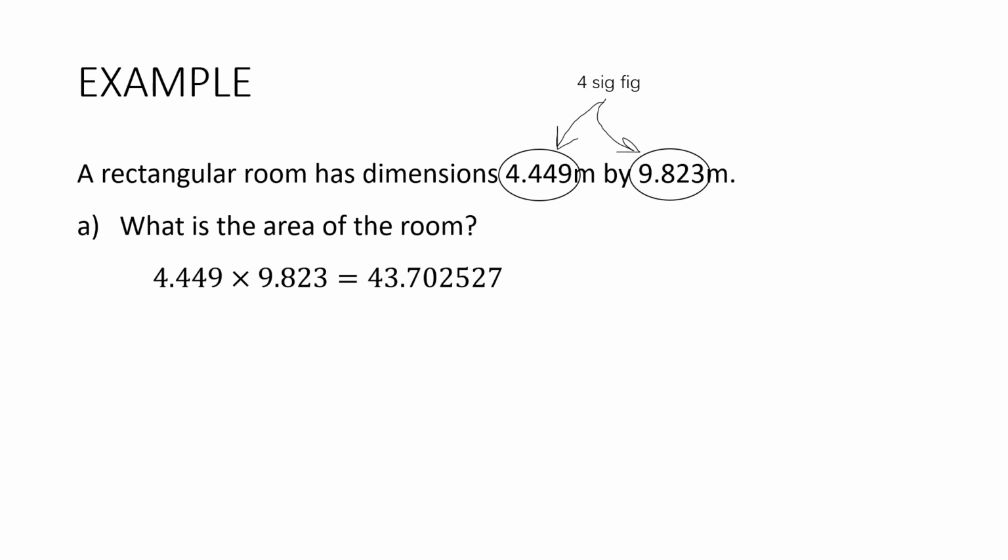So that means keeping the 4, the 3, the 7, and the 0. Looking at the next decimal place, it's a 2, so we can throw that all away. So it's approximately 43.70 metres squared.